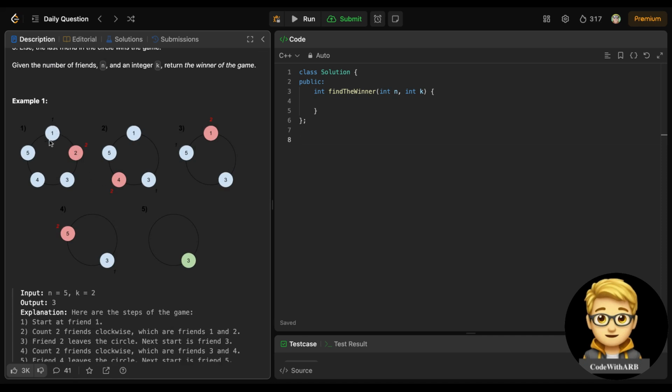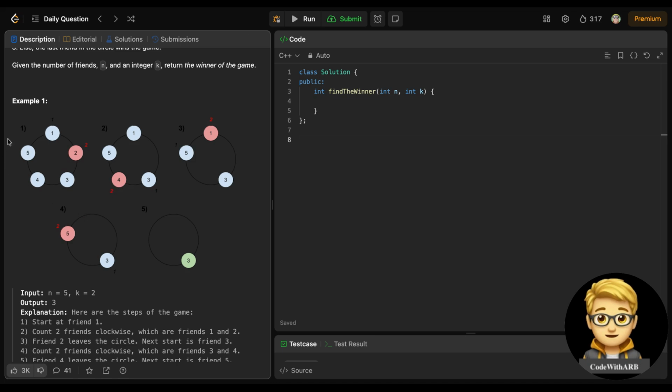So we will start from 1. Count this as one, then the second, at the second position, is 2. So this 2 should be removed from the circle. But when we move again clockwise, this second friend will not be counted because it has just been removed, so we start counting from the next element. So 3 is 1 and 4 is 2 again. So 4 will be removed.